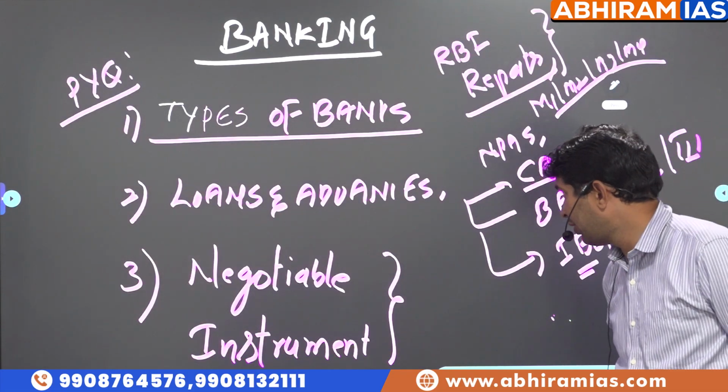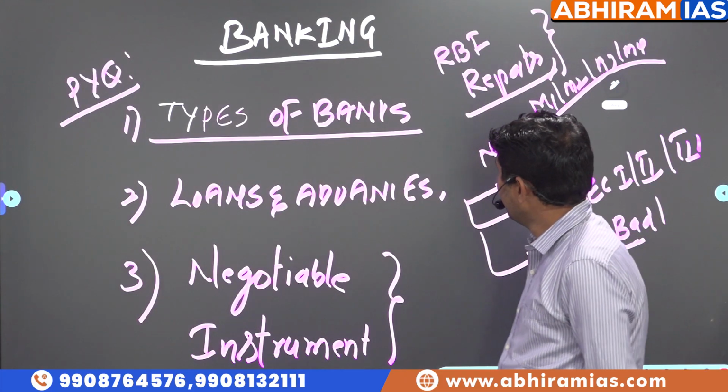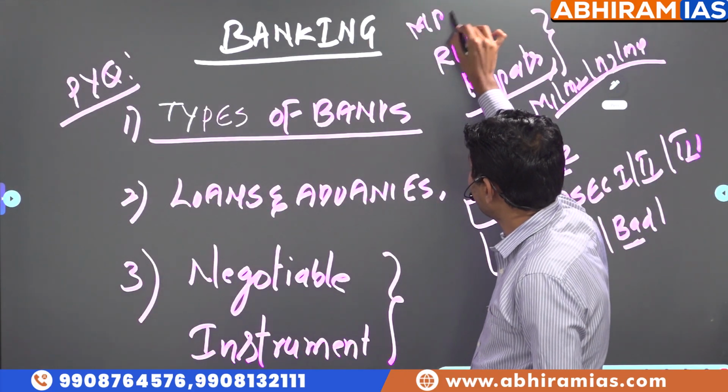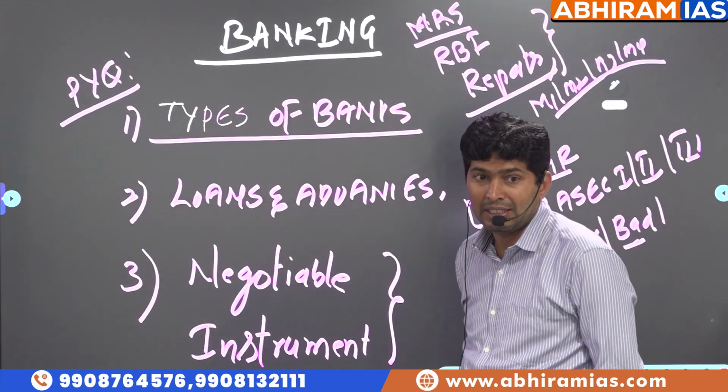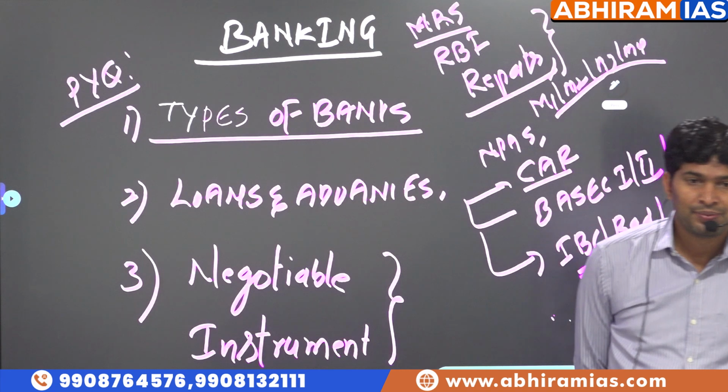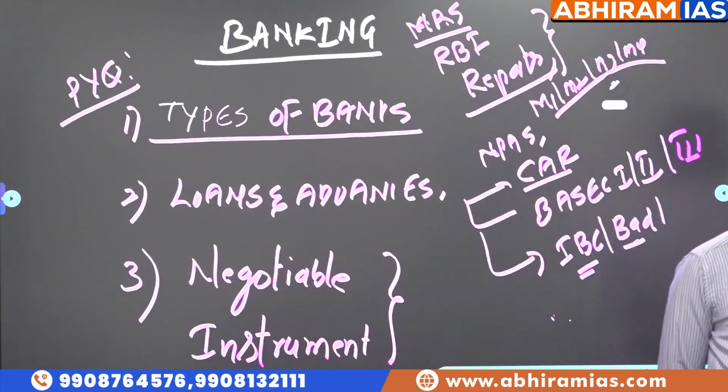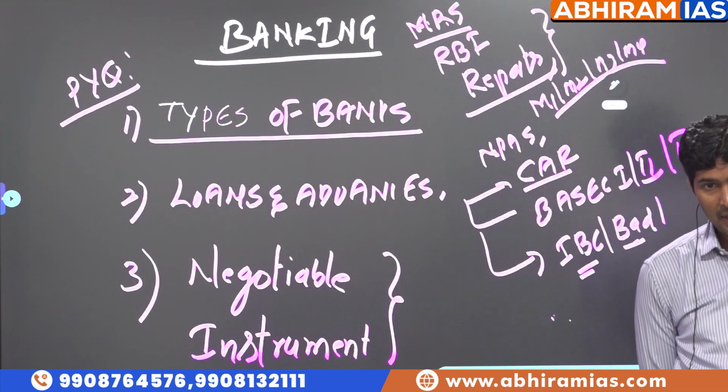So apart from that, one of the previous year questions from RBI is minimum reserve system. Somewhere we covered this minimum reserve system, fiduciary money, fiat money, legal tender money. Remember? So there we discussed something called minimum reserve system. Minimum reserve system of RBI.